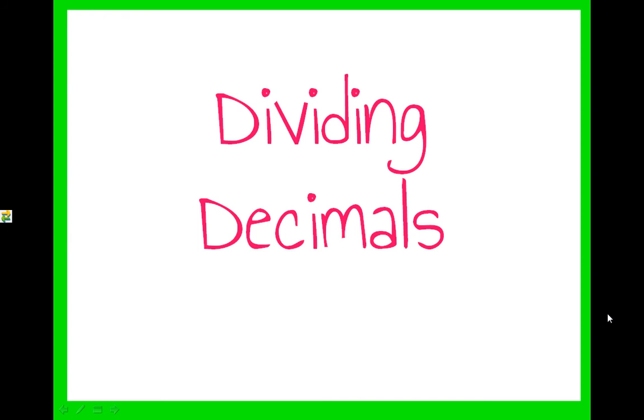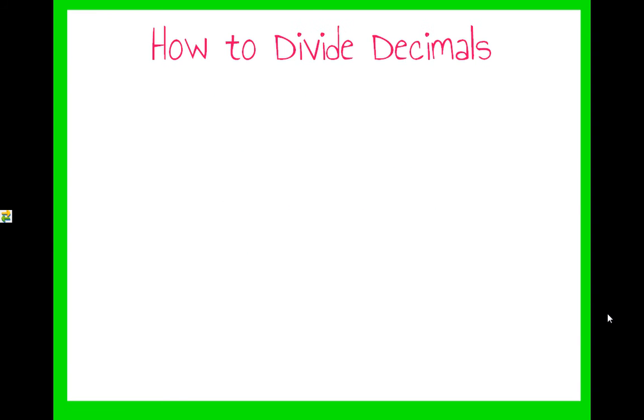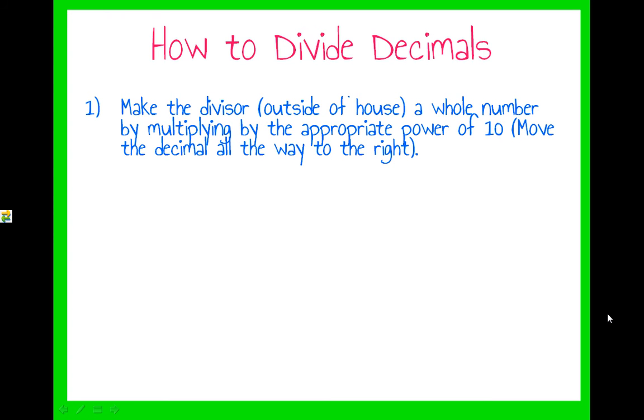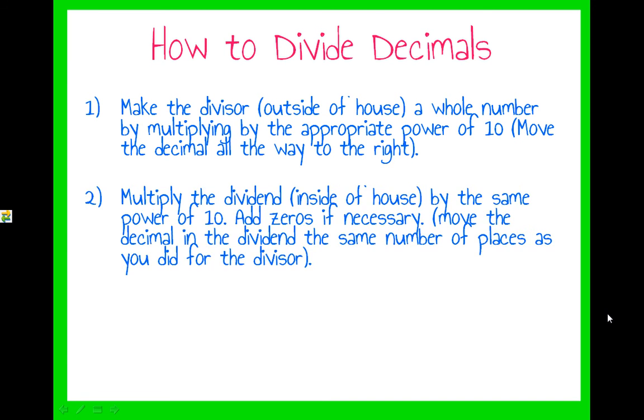Okay, today we're going to learn how to divide decimals. First thing you're going to do is make the divisor outside of the house a whole number by multiplying by the appropriate power of 10, which just means to move the decimal all the way to the right.